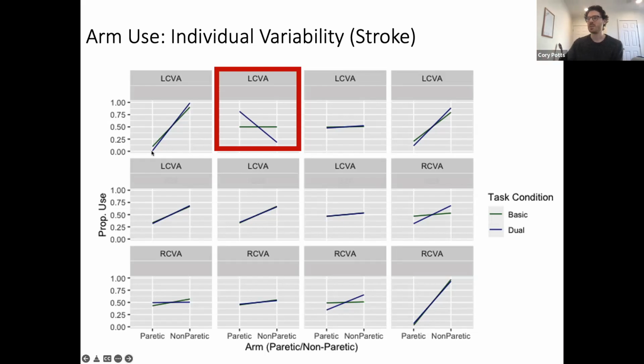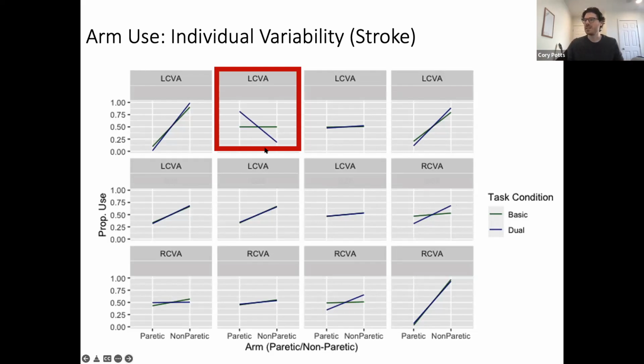Here we can see a person who is showing what we would expect. The non-paretic use is greater than the paretic use. And if you look at the lines for the dual compared to the basic condition, there's a little bit of an increase in use of the non-paretic arm for the dual task condition. This is consistent with what we would expect. Here's a person who's showing that pattern a little bit more dramatically than the other participant. And here's another person where the use of the non-paretic arm is increasing as task demands increase. So they're again defaulting to use of the preferred arm.